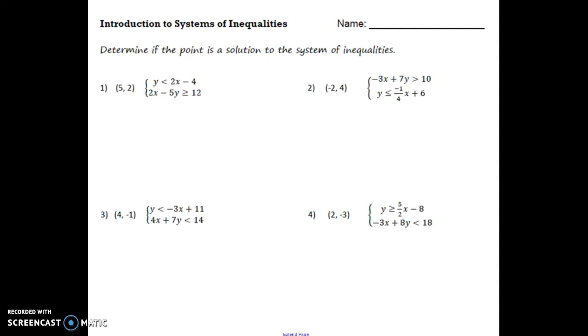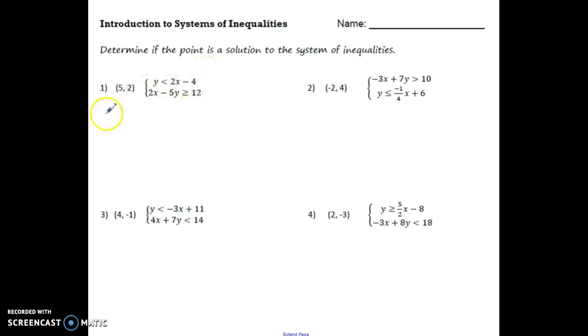This tutorial goes along with the Introduction to Systems of Inequalities worksheet that you should have. The first part is really just reiterating what it means to be a solution to a system. So I have there, determine if a point is a solution to the system of inequalities. What you're trying to figure out is if each of these points, for instance on number 1, the point 5, 2, does it work in each of these inequalities?